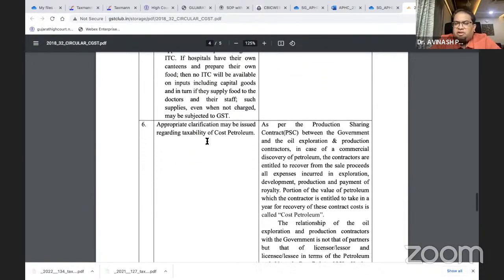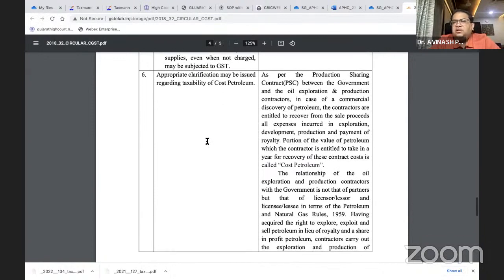So therefore, if it is supplied to an inpatient, then it is always exempt because it will become a composite supply and therefore no tax. Otherwise, if it is supplied to a person who is not an inpatient, then in that case, yes, the tax will be applicable.